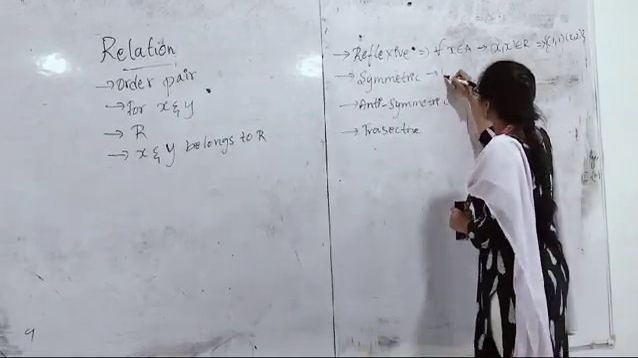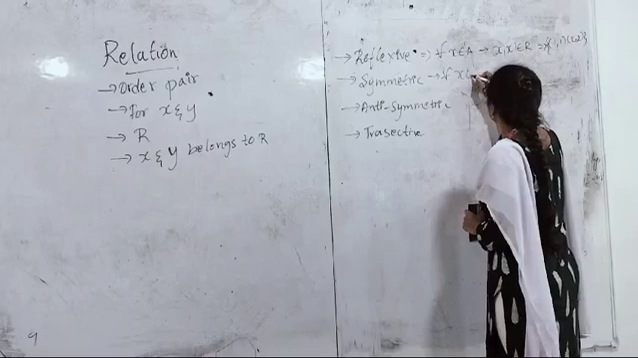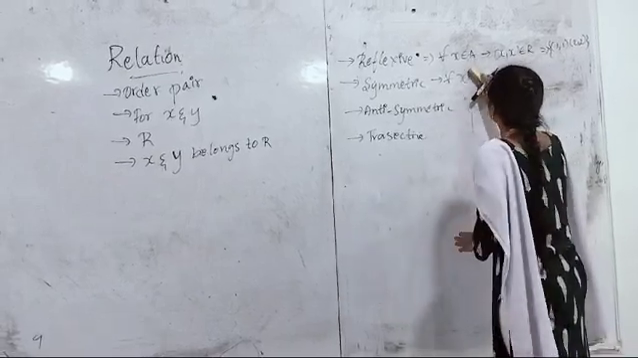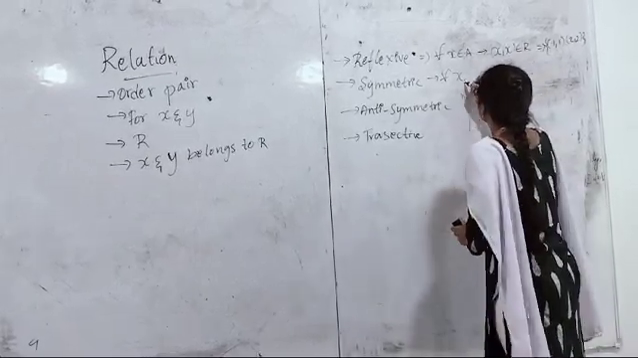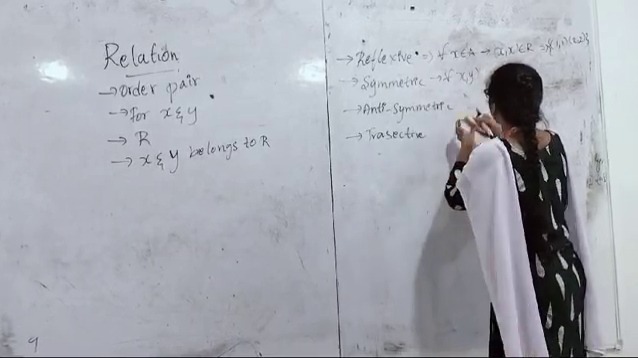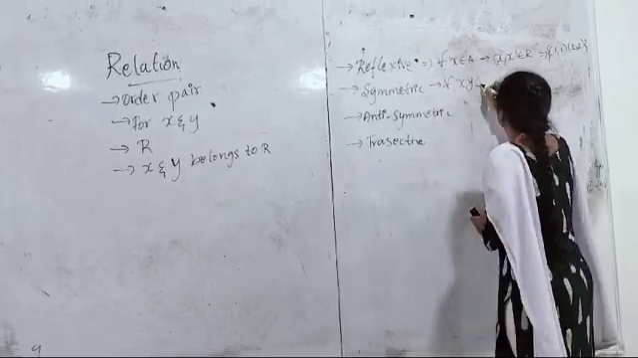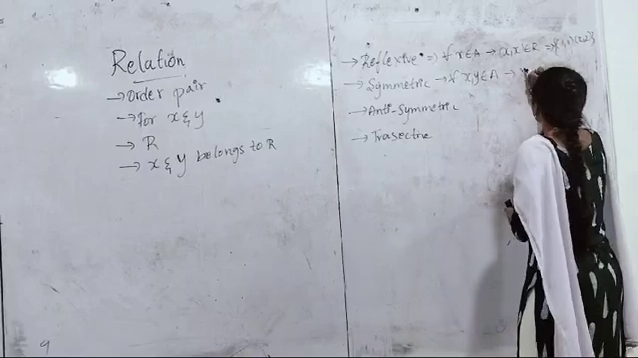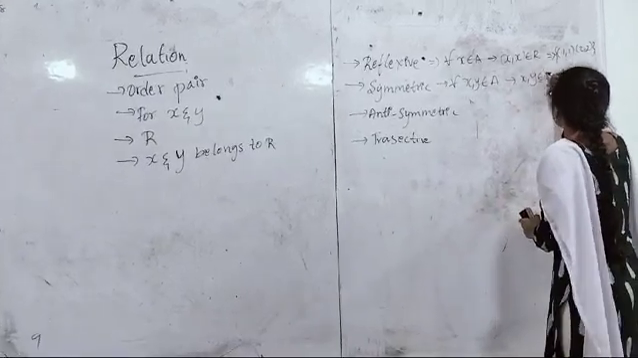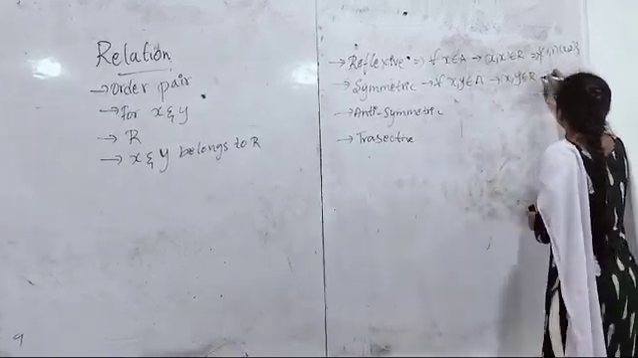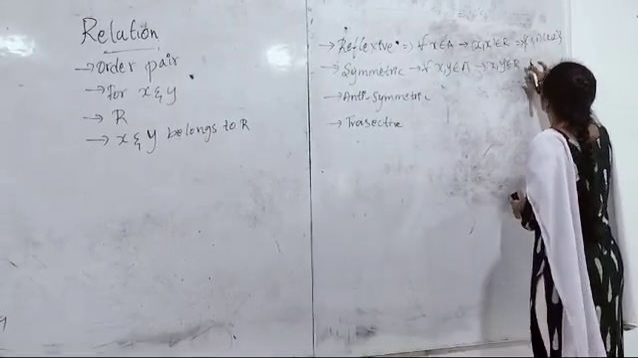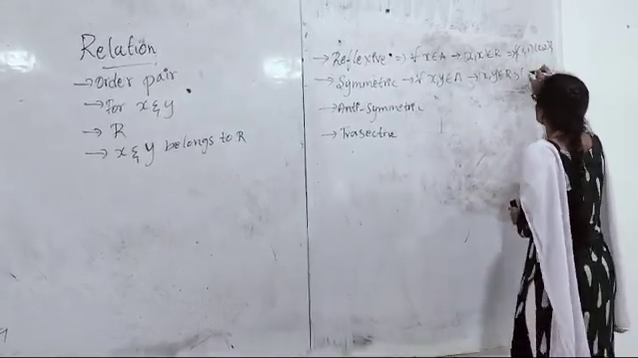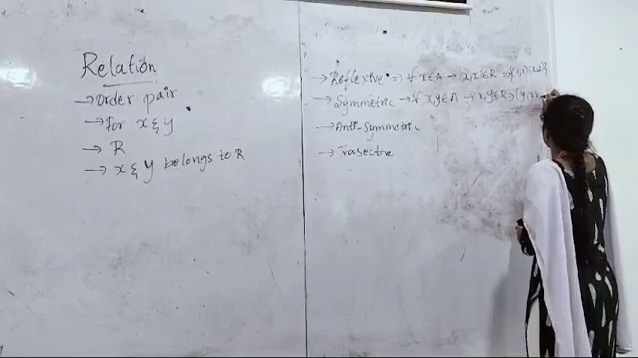For symmetric, for all, we have to take two parameters, x, y belongs to A, (x, y) belongs to R, then (y, x) belongs to R.